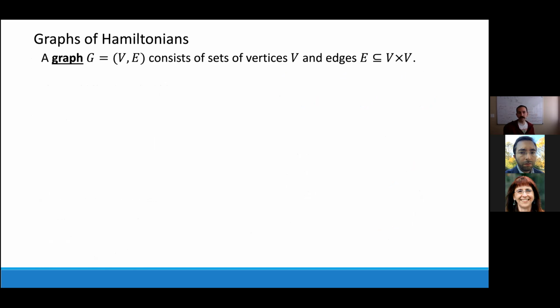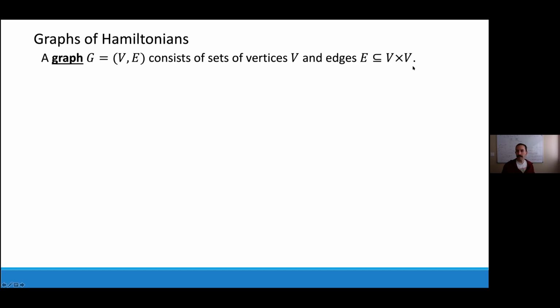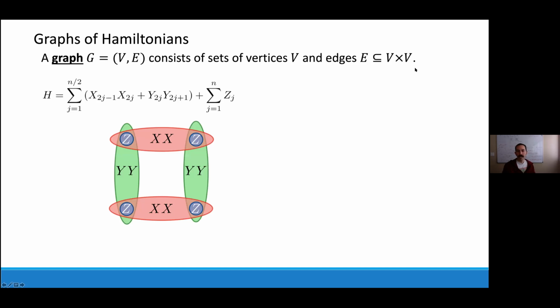In order to do that, we're going to need to take Hamiltonians associated to free fermions, or just general Hamiltonians, in fact. And for those general Hamiltonians, we're going to associate a graph. So what is a graph? It's just a collection of vertices and edges. The edges are just subsets of V cross V. And here's how we're going to map qubit Hamiltonians into graphs.